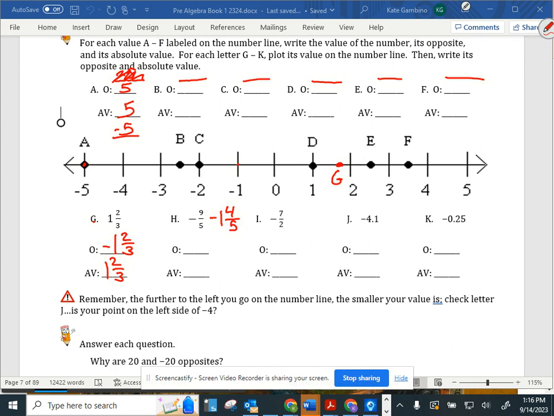Claire? When we do the opposite of it, will we do 9/5 or 1 4/5? The 1 4/5 is to help us graph it, but this is the number they gave us, so we want the opposite and absolute value of it. Great question. So it's negative 9/5. What would its opposite be? Claire? 9/5. And what would its absolute value be? Claire? 9/5, because the opposite of the negative is the positive. And if we were at negative 1 and we want to graph 4/5, that's almost a whole, so it's going to be close to over here.